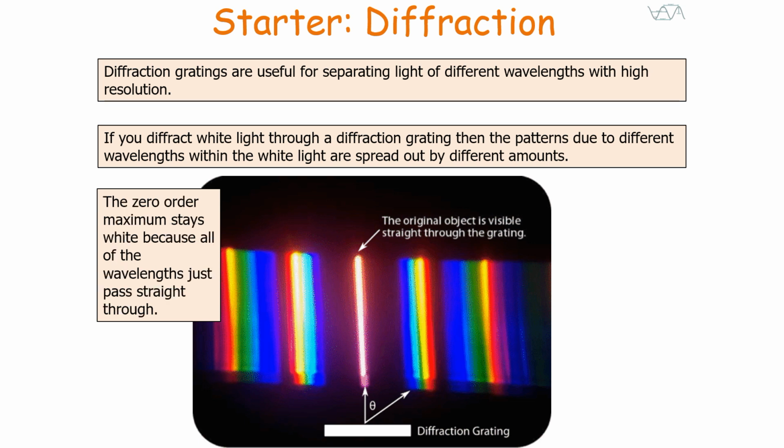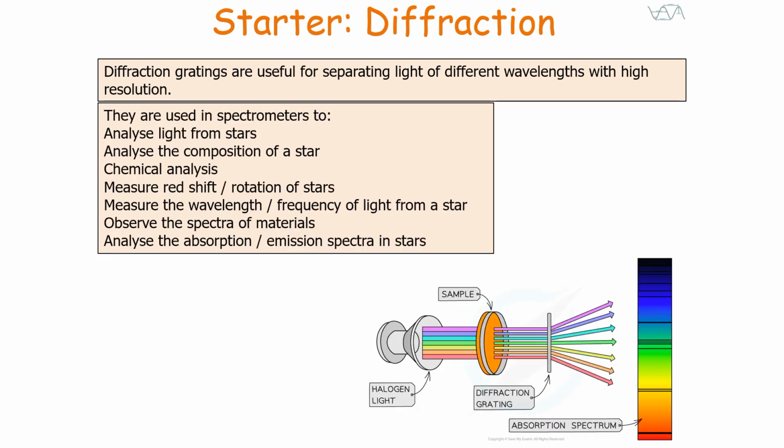Now the 0th order maximum stays white because all the wavelengths for that point just pass straight through. Now we can use this in many different examples. In spectrometers we use them to analyze light from stars, to allow us to analyze the composition of a star, just general chemical analysis, and also to measure redshift and rotation of stars, measure the frequency and wavelength of light from any star in the universe, observe the spectra of materials, and analyze absorption and emission spectra in stars.